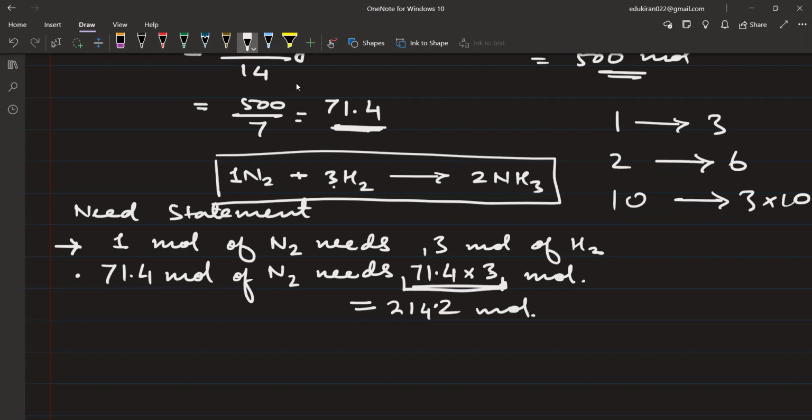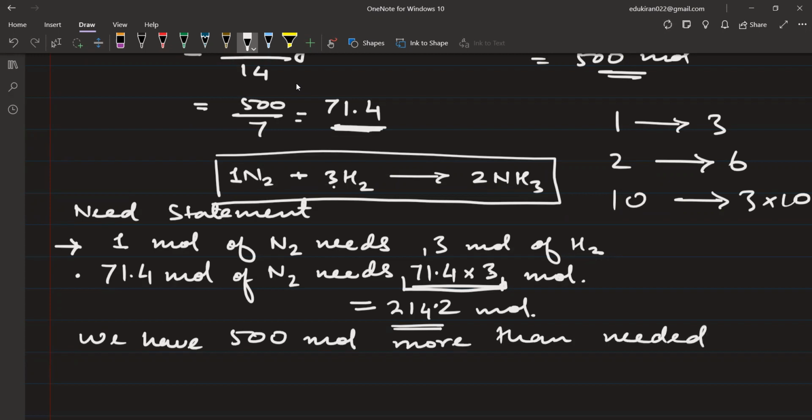Okay. Now you tell me, this is what we need, 214.2. And how much H2 do we have? 500. Yeah, very good. We have 500 moles. It is greater than or less than needed? Excess, it is greater, more than needed.